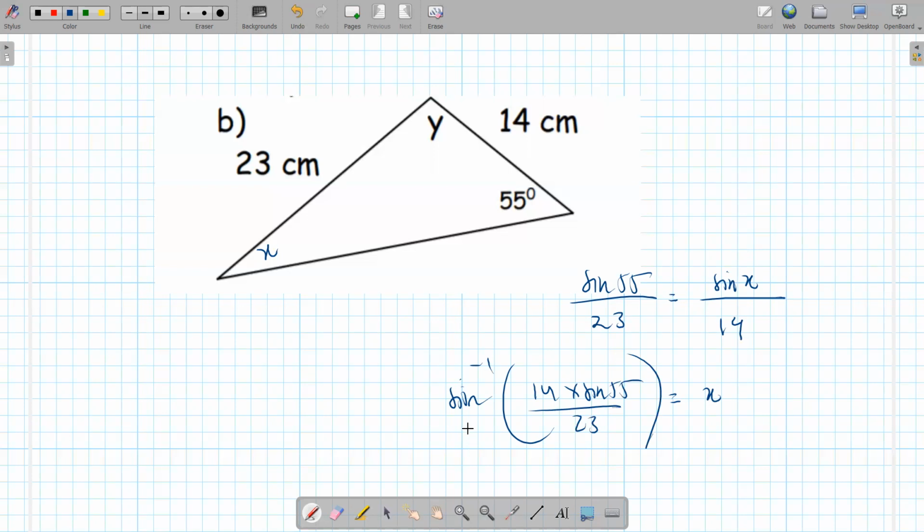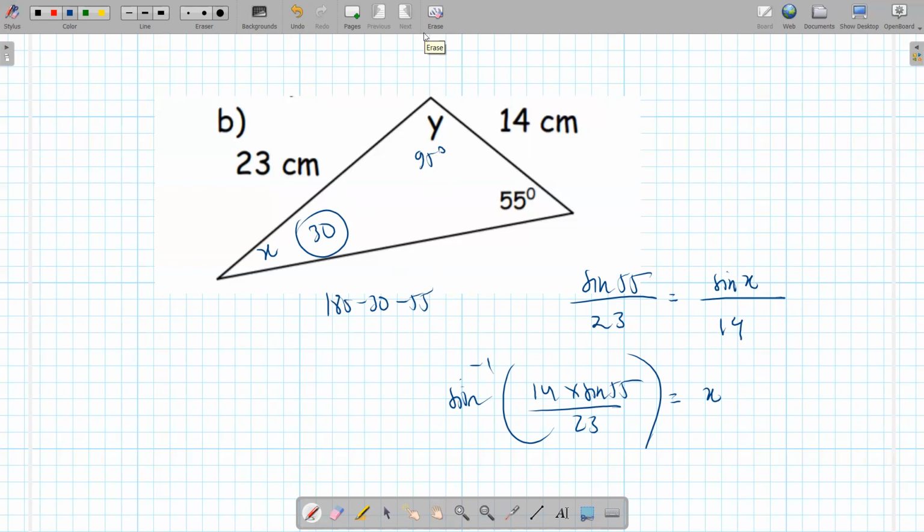So 14 times sine 55 divided by 23, take the sine inverse of that. That's 30 degrees. So 180 minus 30 minus 55. To find the missing angle in a triangle, you just subtract from 180. 150 minus 55 is 95 degrees, and you're done.